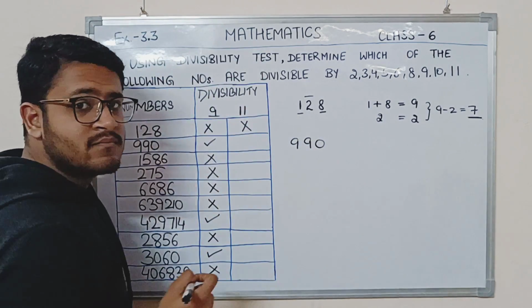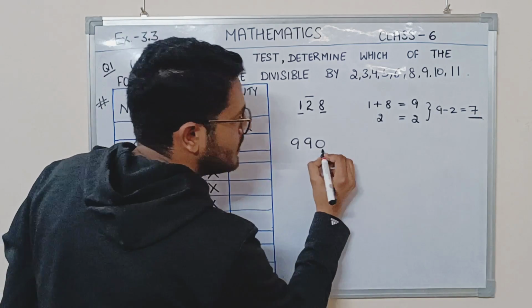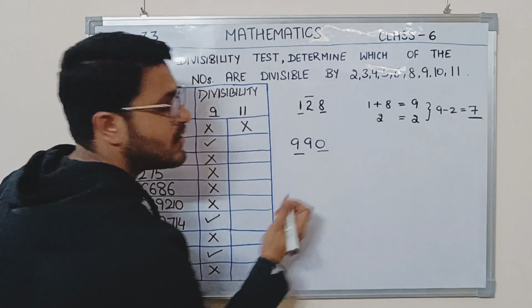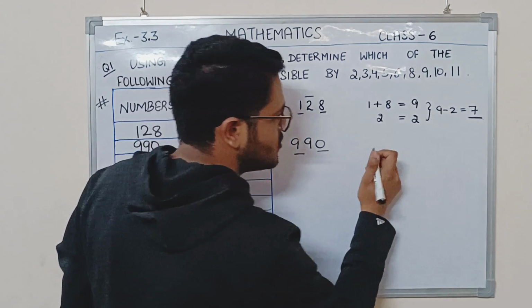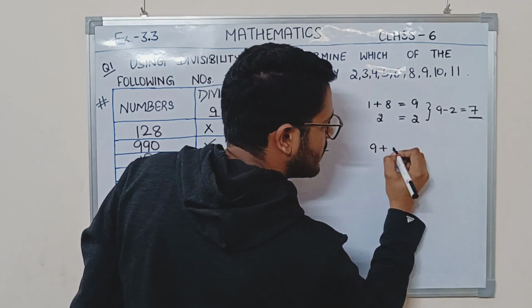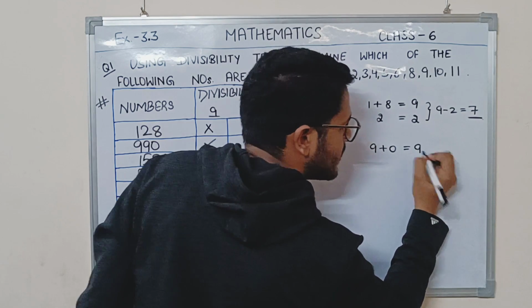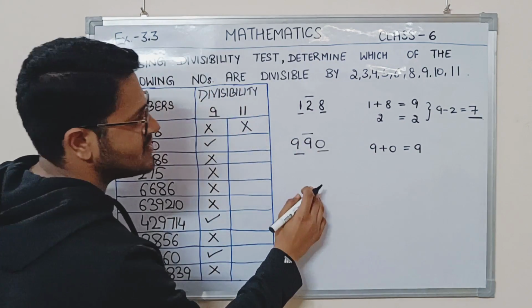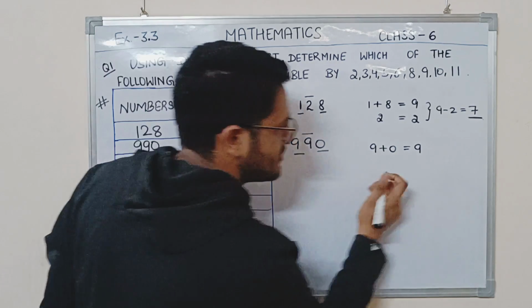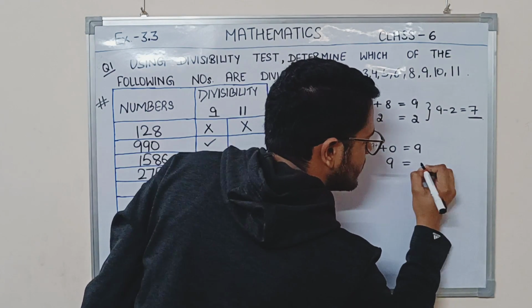990. Okay. So first we will add the numbers at odd places. First place and third place, right? So it will be 9 plus 0. It will be 9. Okay. So after that, all the remaining ones. So the remaining is only 9 in our case. So it will be 9.